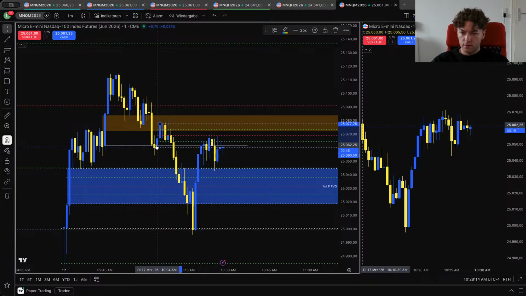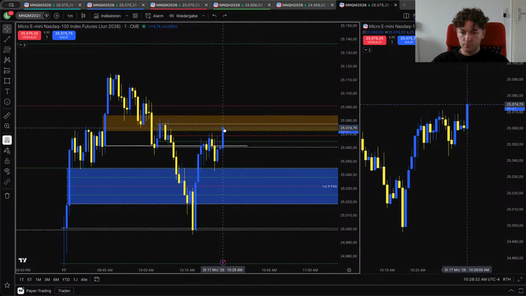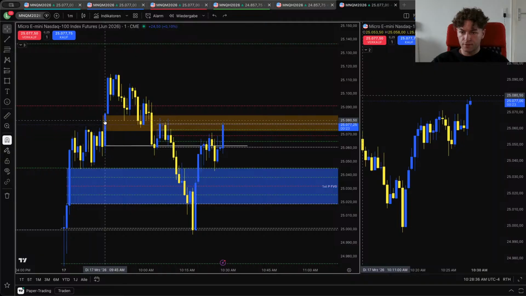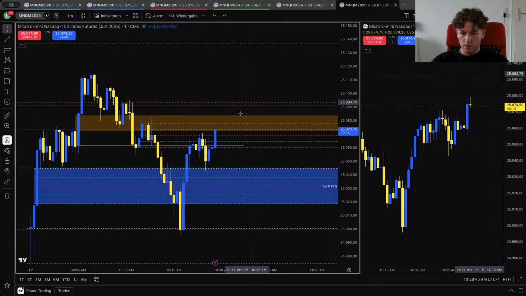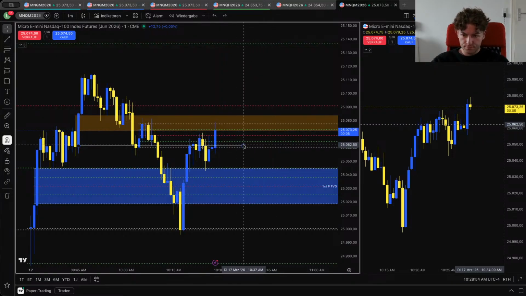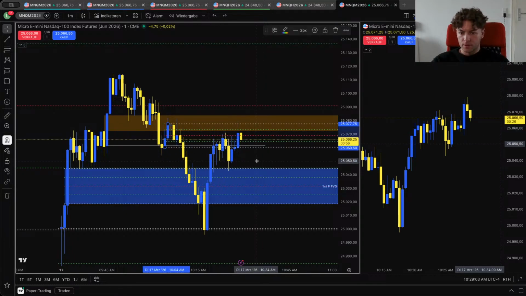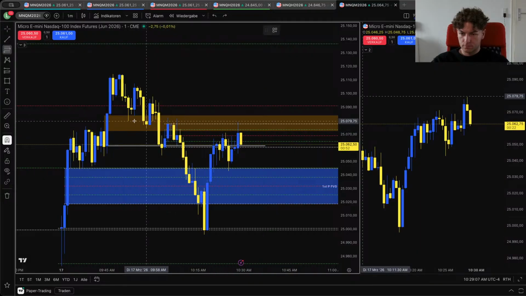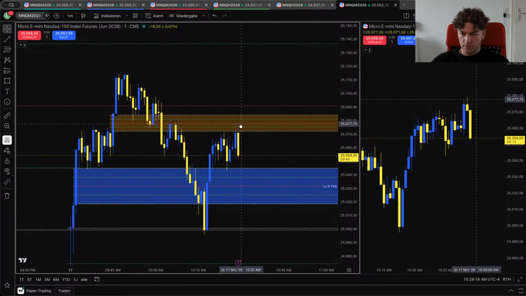If you grade this, look how we went up into the midpoint, the mean threshold of this order block. Okay, so now it's interesting. Are we able to close above this mean threshold? If so, I want to see also a close above this fair value gap, and then we are likely to see continuation higher. Let's see where this candle closes. Okay, close above mean threshold, wicked up into the midpoint of this fair value gap.